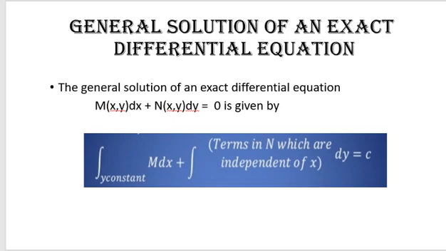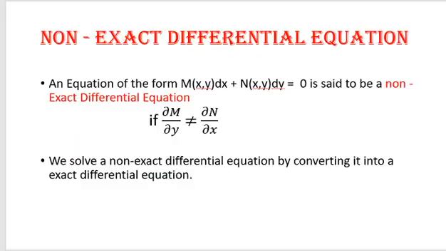Now, let us look into a non-exact differential equation. The name itself is indicating it is not exact. That means, in a differential equation of the form M(x,y) dx + N(x,y) dy = 0, if ∂M/∂y is not equal to ∂N/∂x, then that differential equation is said to be a non-exact differential equation.